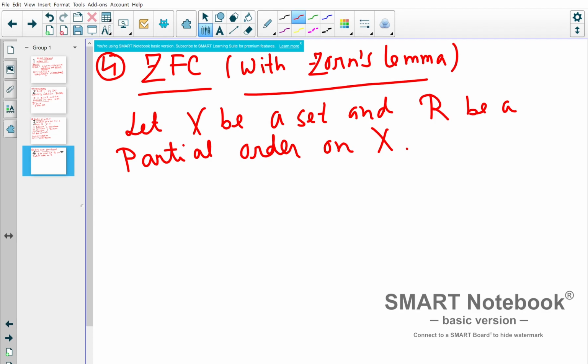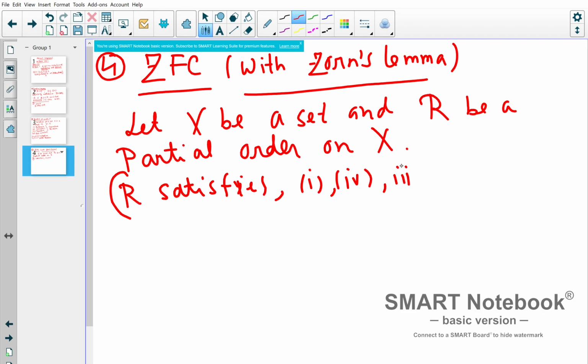Okay, so this is the thing. R satisfies, right? This is the meaning of properties 1, 2 and 3. Okay, so this is the setup. If you have a set and a partial order on X, then I need to tell what is a chain. For a partial order, this kind of set (X, R) is called a poset.